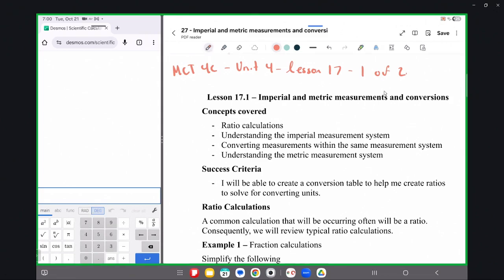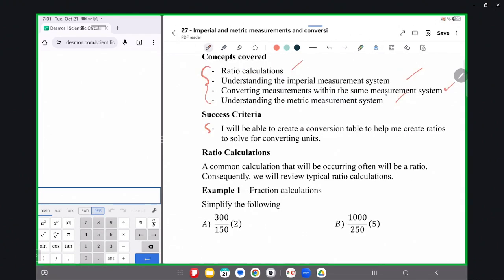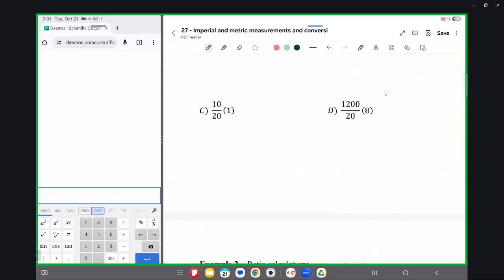And so today we're going to be having a look at imperial and metric measurements. In general, what we're going to be looking at will be ratio calculations, understanding the imperial measurement system, which surprisingly takes quite a bit of time to do, converting units within the same system, which is what we're going to use ratios for, and understanding the metric system. And in general, we'll know things have gone well if you're able to create a conversion table to help create ratios to solve for these things. So there's a couple of calculations that are going to be quite common, so we're going to solve those first.